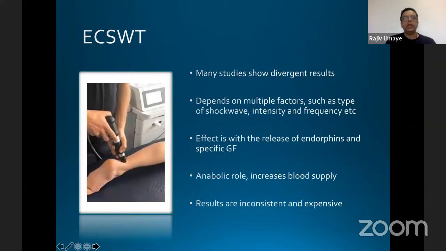The next stage would be extracorporeal shockwave therapy. There are many, many studies that are coming out with the outcomes of these. However, the results are not very consistent. They are divergent results. It depends on multiple factors such as the type of the shockwave therapy, intensity, frequency, and all the rest of it. The effect is with the help of endorphins. It does increase the metabolic rate and increases blood supply, and thus removes the pain source and improves the function. However, we found that the results can be inconsistent or divergent, as I mentioned earlier on, and the therapy is expensive.